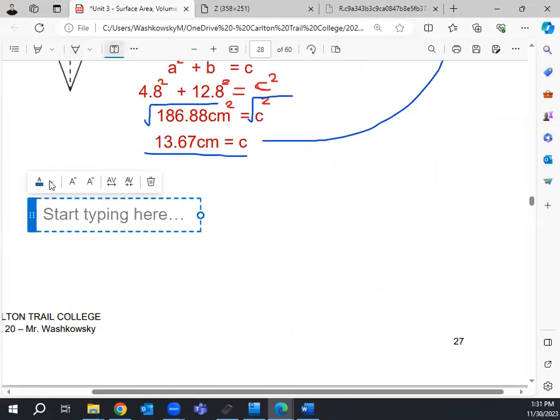So now I'm going to find the surface area. I'll go back to red. The surface area of a cone is equal to pi r, r and s. Again, I'm putting these little times here just to show it. You do not need to do this.